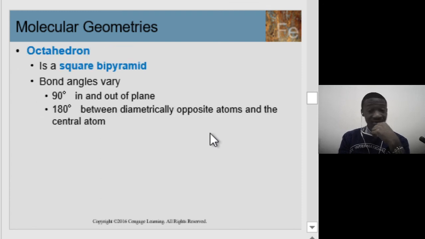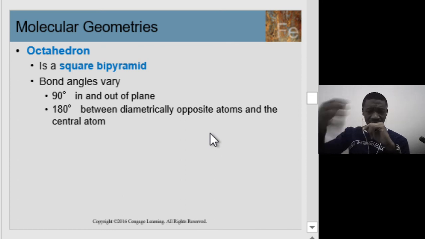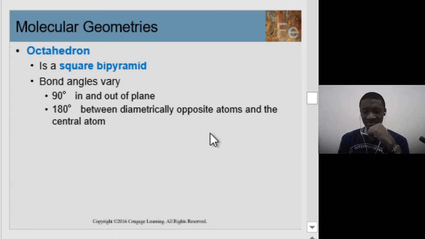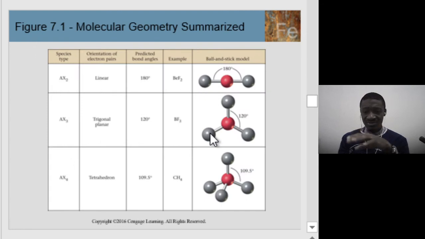So the octahedron is just a square bipyramidal. Notice that they are using their names interchangeably. There is your square, 4 corners bipyramid, and then you have a trigonal bipyramid, which is just a build-up on itself. So you have 180 on the opposite sides. Those are the 2 angles. So this is just going into detail. The A is your central, the X is your attachment, and then we'll see E ahead. So we have examples. It's 180, 120, 109.5.